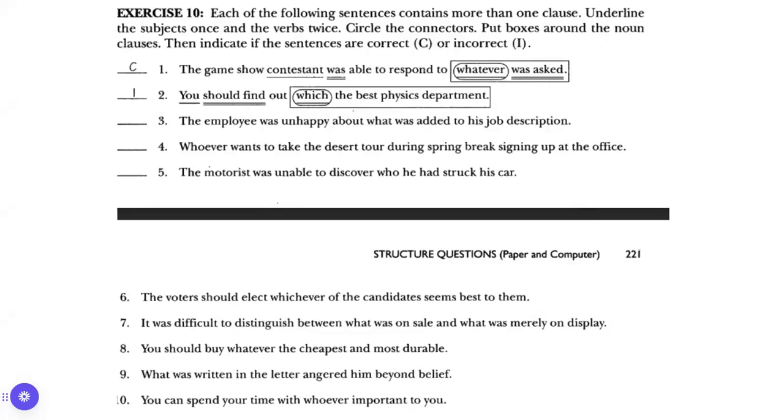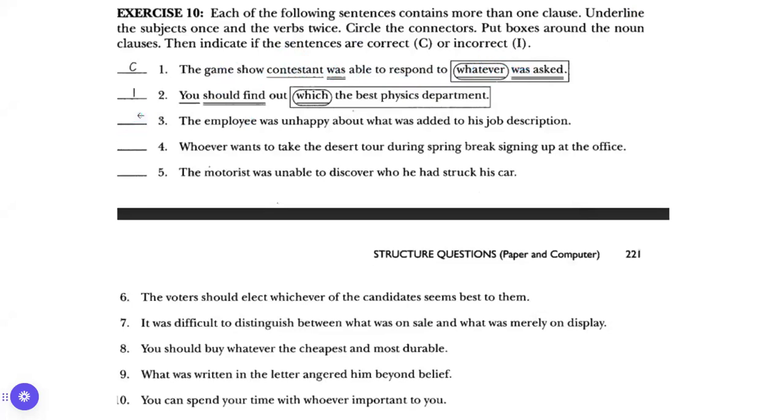Number one, the game show contestant was able to respond to whatever was asked. In this case, the sentence is correct. I have two clauses. The game show contestant, subject verb, was able to respond to whatever, the subject, was asked.